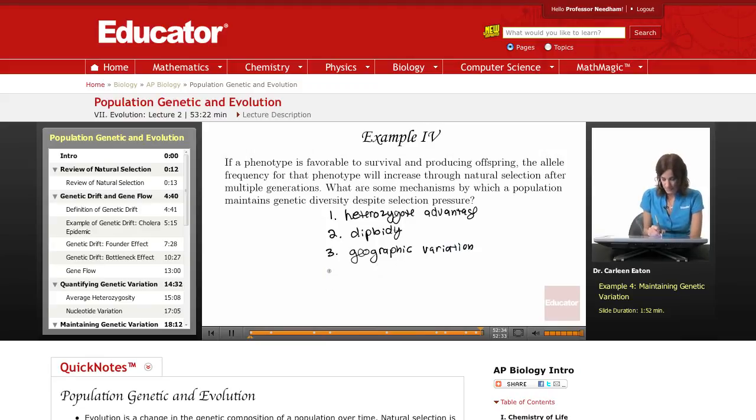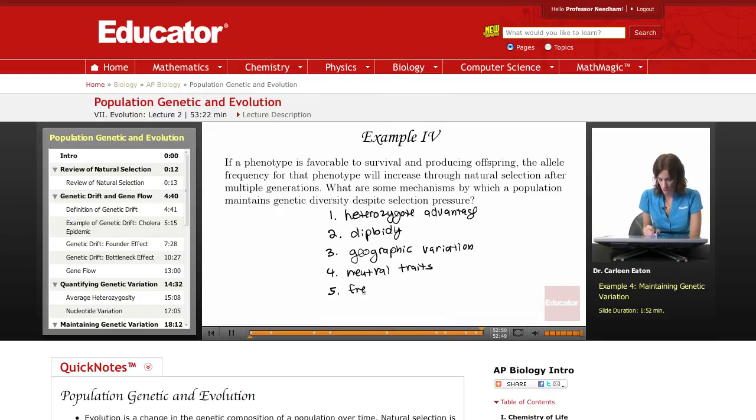Neutral traits. An example of a neutral trait could be something like blood type. It's not selected for, one type's not selected against, but it maintains diversity in the population. So that's 4, but there are more.